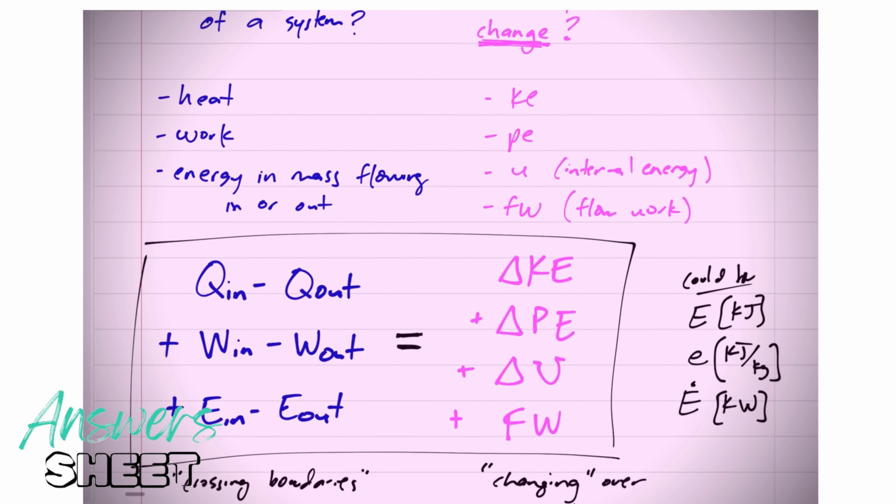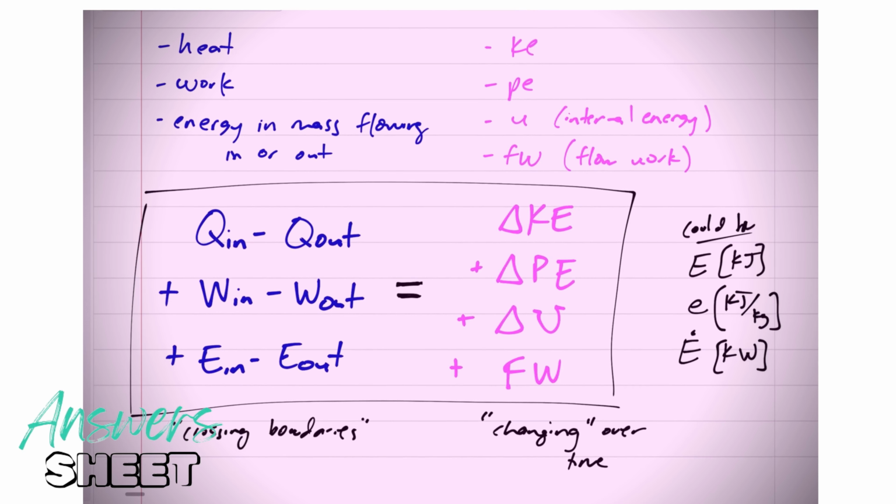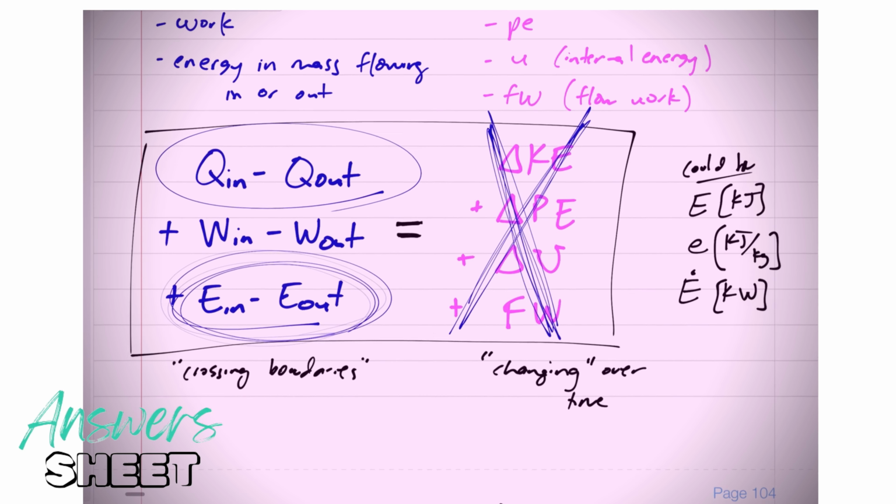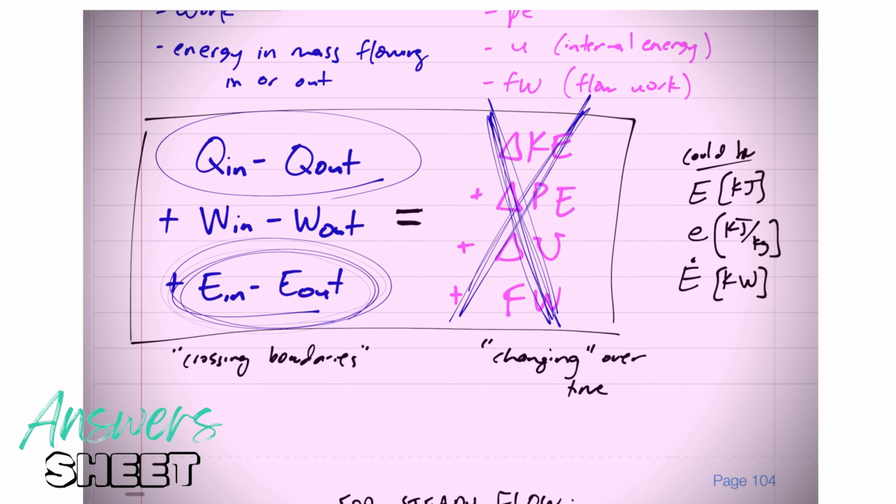But for steady flow devices, everything on the right-hand side of our equation is going to be zero. And so all we're doing is adding up the heat transfer in and out, adding up the work in and out. Now, this is what we haven't had before, the energy in the fluid. This is energy in the fluid. This is h + V²/2 + gz.